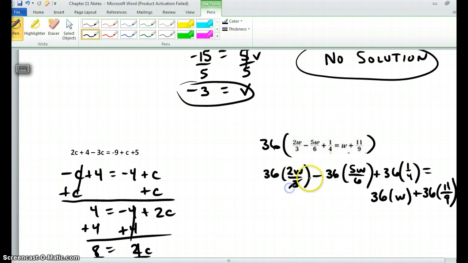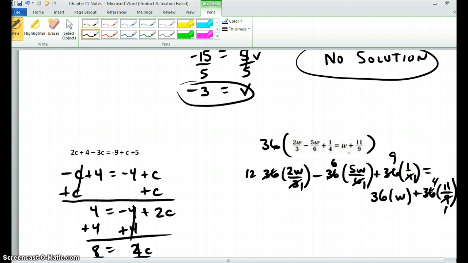I can divide out a 3, and that goes to 1. If I divide 3 into 36, I get 12. My next term, a 6 will go into both 6 and 36. So 6 into 6 is 1. 6 into 36 is 6. My next term is 36 times 1/4, so I could divide out a 4, and I get a 1 there. If I divide out a 4 here, I get a 9. 36 times w is just going to be 36w, so let's skip to the last term. I could divide out a 9, and I get a 1. Divide out a 9 from 36, and you get a 4.